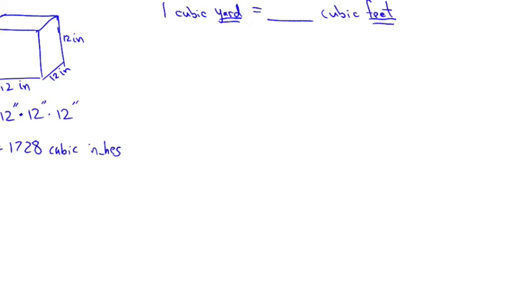3 feet per yard. So when I put the 3 here, the other thing that I have to do is put cubed. Because I'm trying to change a yard into a cubic unit. 3 cubed is 27. So 1 cubic yard equals 27 cubic feet.